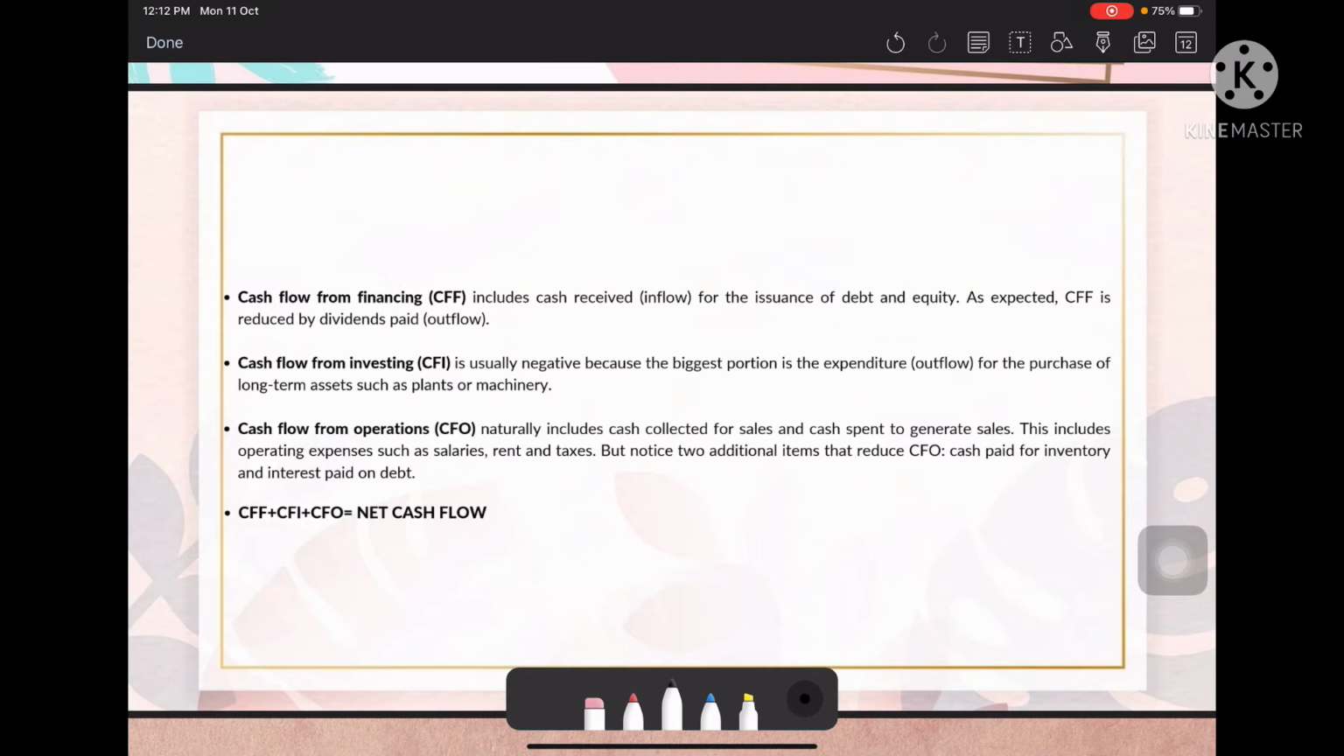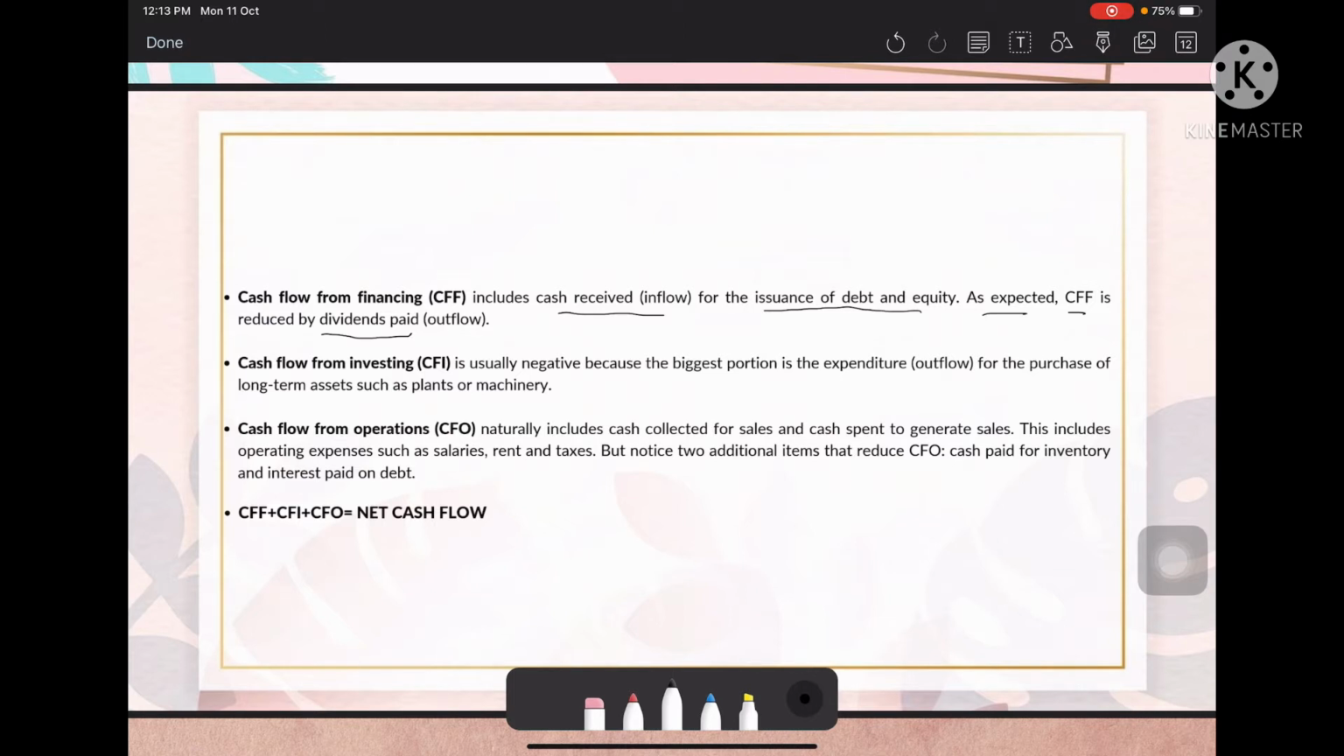Okay, next, cash flow from financing. This is the same as above, just explaining again what was covered above. It includes cash received from inflow for the issuance of debt and equity, as I explained just now. If the company issues stock or debt, when the public buys the debt or the equity, we get money there for our financing. So as expected, CFF is reduced when we pay dividends to the shareholders, so there is an outflow there.